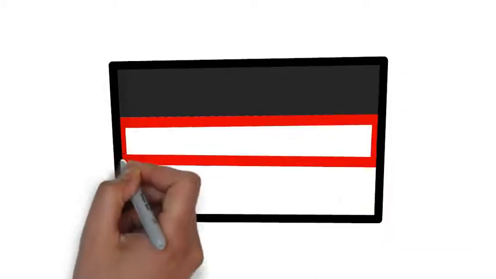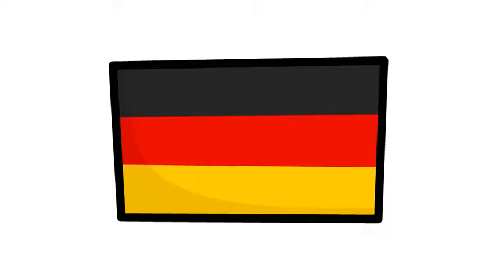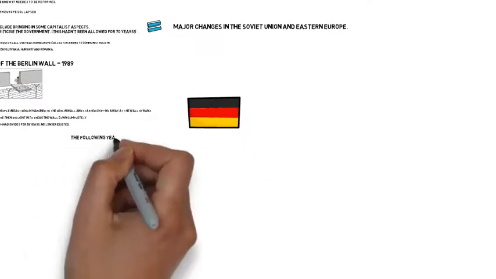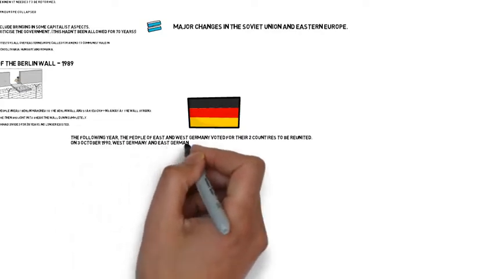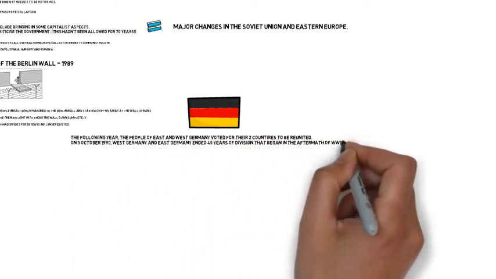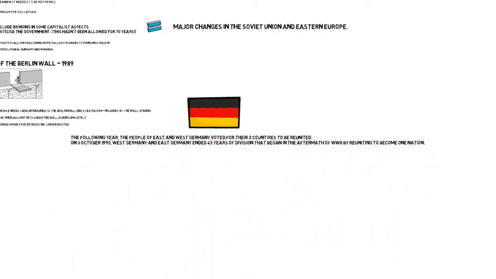The following year, the people of East and West Germany voted for their two countries to be reunited. On the 3rd of October 1990, West Germany and East Germany ended 45 years of division that began in the aftermath of World War II by reuniting to become one nation.